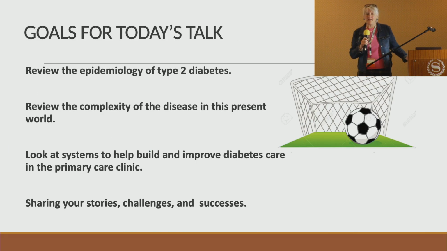Today, let's have a quick look at the goals, what I'd like to get accomplished. First of all, we're going to review the epidemiology of diabetes. Most of you here know this information, but at the start of the conference, it's important for us to see what's going on in the world, in the United States, and then in our own state, to really understand why we're all gathered here today to help improve our patients' diabetes care.